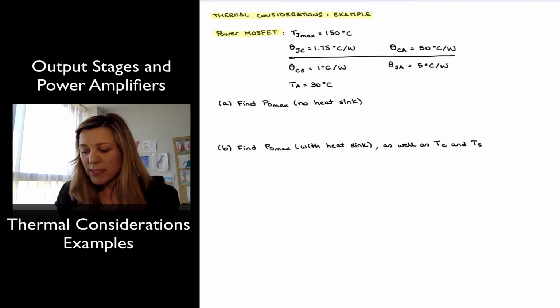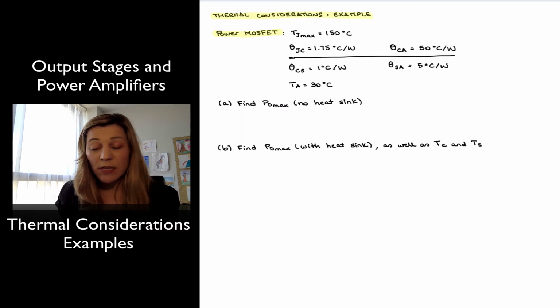If we are using a heatsink, then we will have to take into account the thermal resistance from the case to the sink, which is 1 degree C per watt, and from the sink to the ambient, which is 5 degrees C per watt. And let's assume that the ambient temperature is sitting at 30 degrees C.